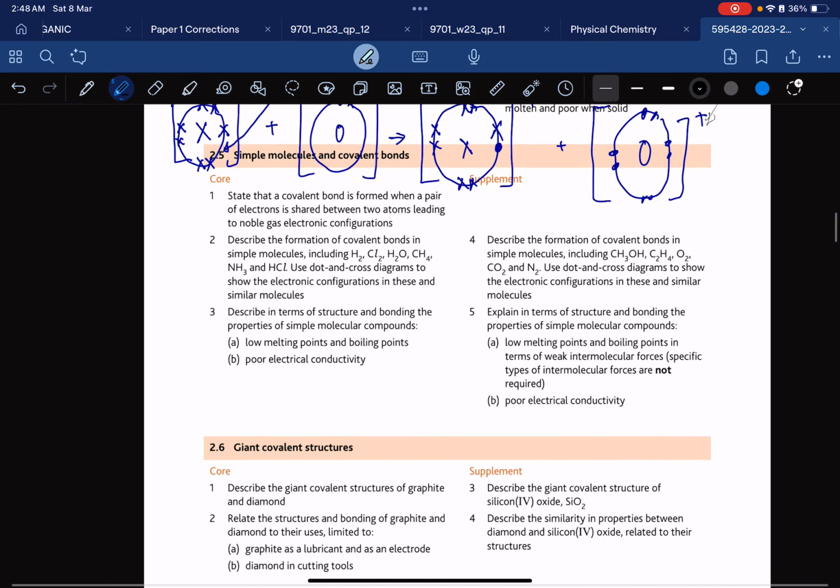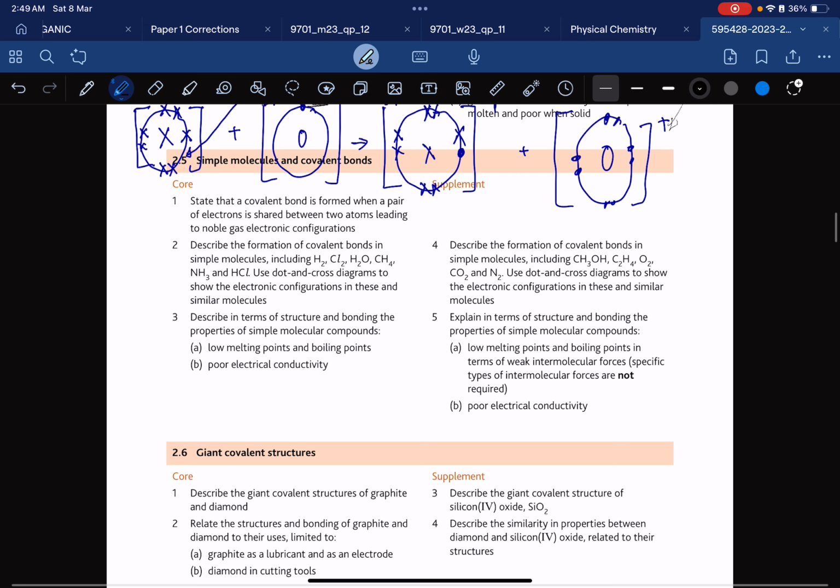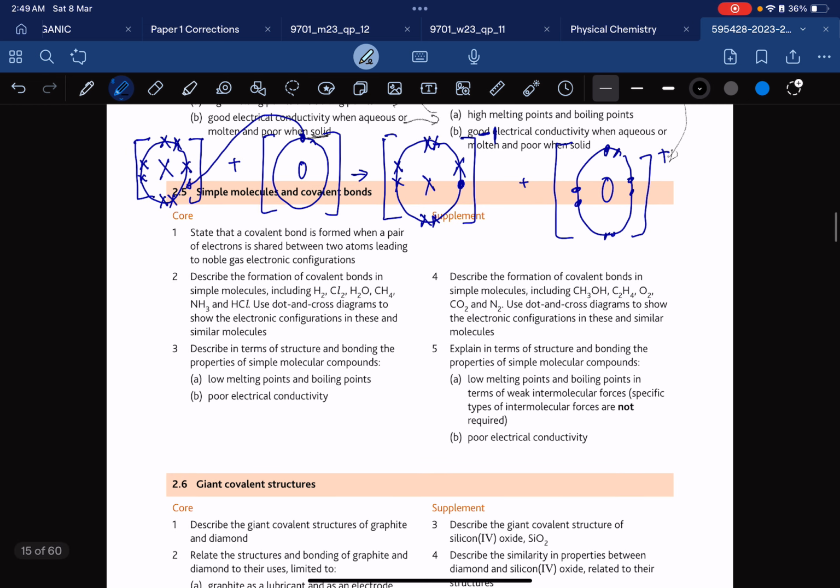Then you go on to simple molecules and covalent bonds. I think I'll cover this in the next video. So this chapter will have 2.1 and 2.2.